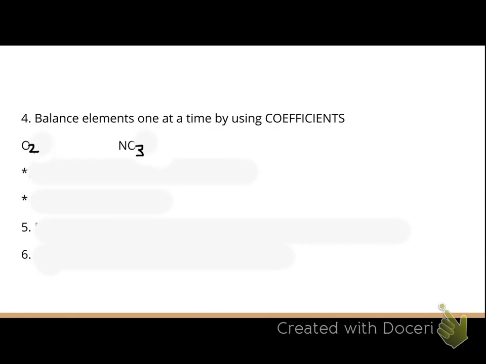So you balance your elements one at a time by using coefficients. You were introduced to coefficients in the last video, but just to remind you, these numbers right here are subscripts, the 2 and the 3. They are not coefficients. A coefficient would be if I put a 2 in front of that O2. This would be your coefficient, okay?